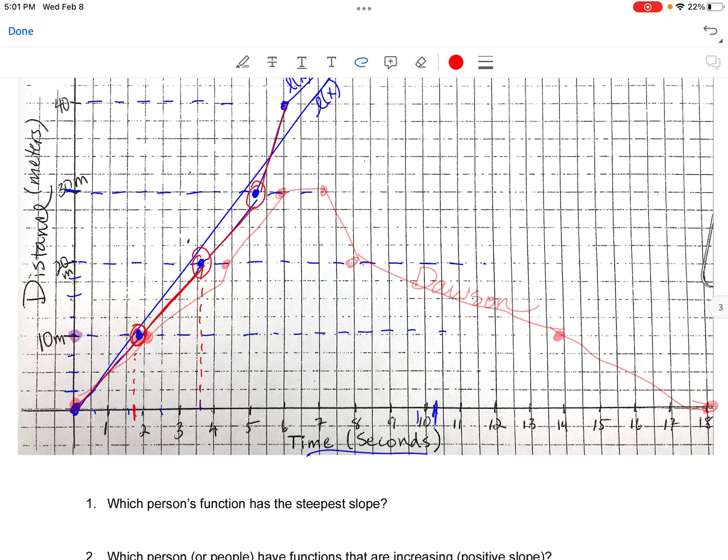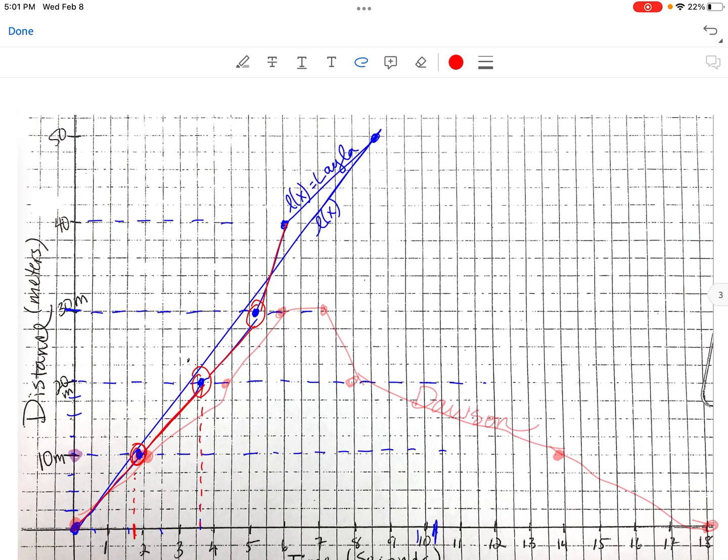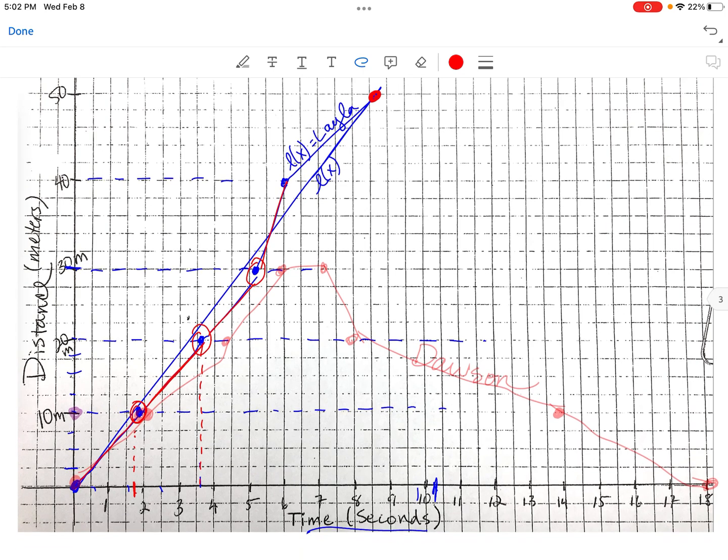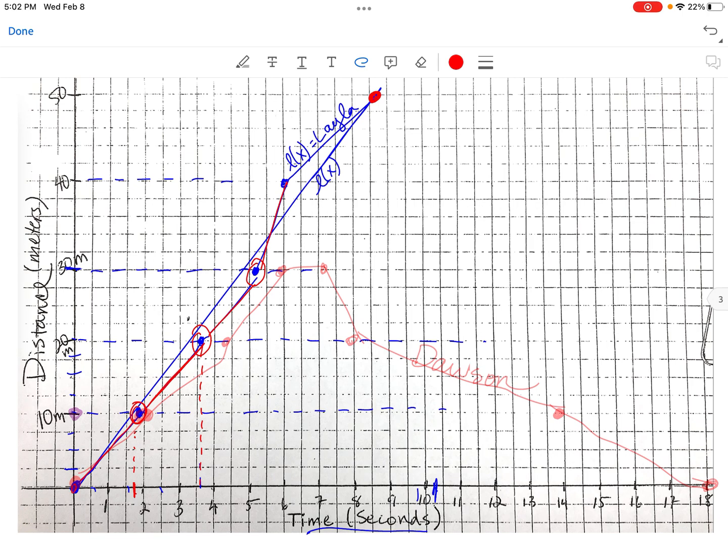But then what we did, and we did this for all of the students, we took her very end time when she reached the 50 meter mark at 8.7 seconds, and we took a ruler and we drew a straight line between her starting coordinates, which were 0 seconds and 0 meters, and her ending coordinates, which were 8.7 seconds and 50 meters. So you're going to do that for each student.